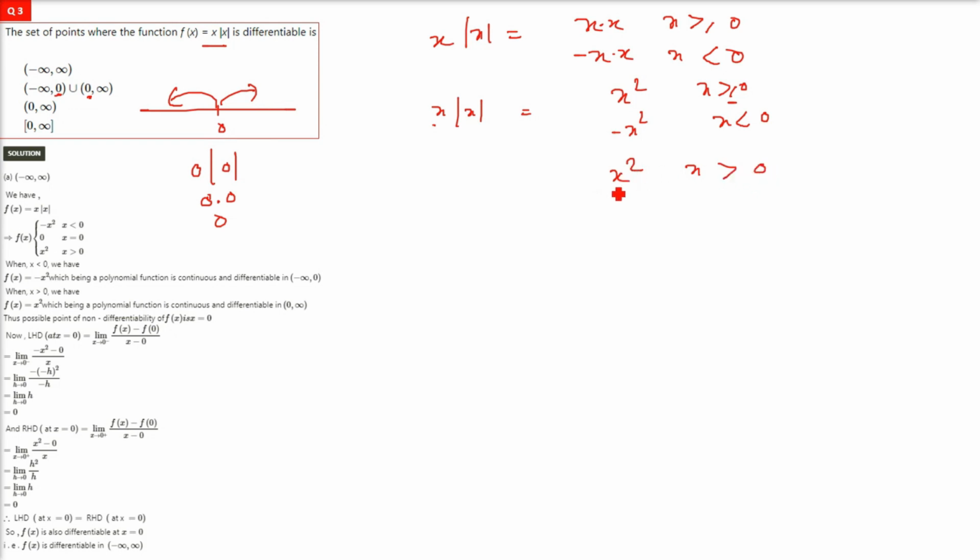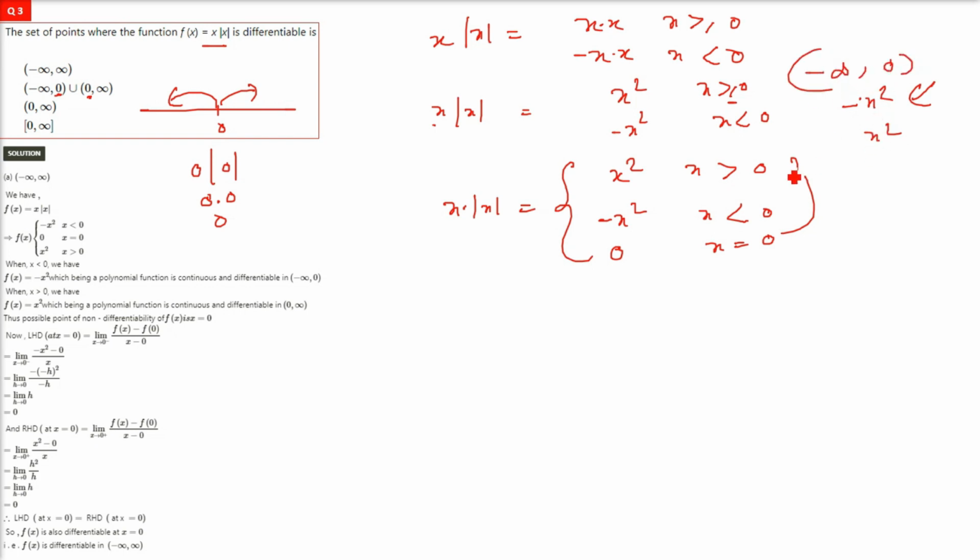So the final function, I'm just dividing it: x square when x is greater than 0, negative x square when x is less than 0, we don't have any doubt about it. But it is 0 when x is equal to 0, which we already checked just now. So x into modulus x, I divided into 3 parts: just below 0, above 0, and then on 0. So this negative x square and x square, they are polynomial functions. They are continuous and differentiable in the intervals from negative infinity to 0 and 0 to infinity.